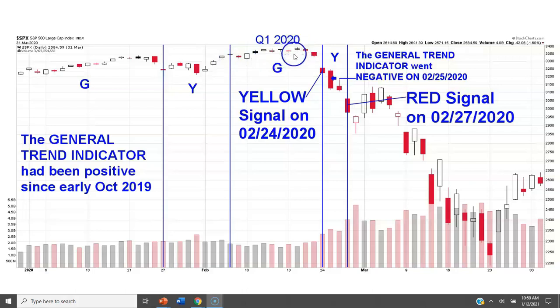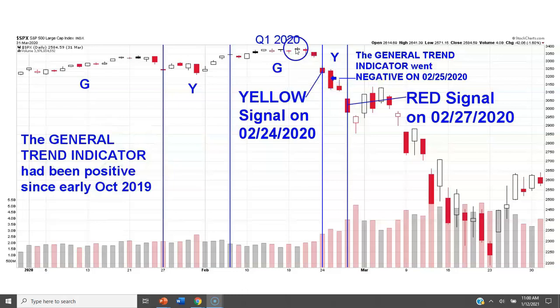And then on February 19th, we hit what was at that time the all-time high on the S&P 500. Again, that's February 19th. And then things started to unravel from there. But think about this. Just a few days after the all-time high at that time in the S&P 500, on Monday, February 24th, the risk signal went yellow. And then on Tuesday, the 25th of February, the general trend indicator went negative. And that general trend indicator had been positive since October of 2019, okay?